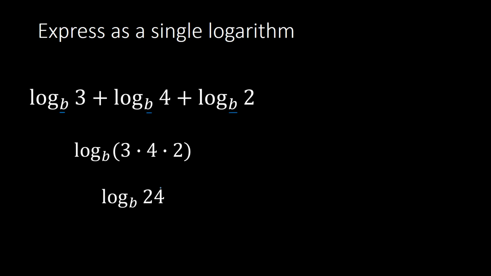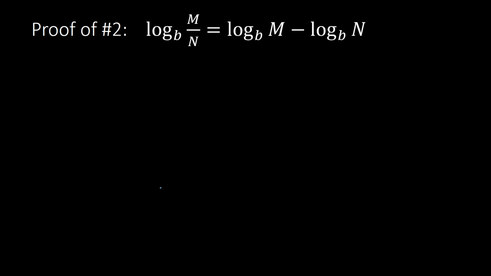So now we're going to look at the second law. Second law says that if you have a logarithm where you're dividing two numbers, so m divided by n, what I can do is I can separate it into two logarithms where I have log base b of m minus log base b of n. So it's really just like the first law, where the first law said if you multiply, you can add the logarithms together. And the second law says if you're dividing, you can subtract the two different logarithms. So very similar to the first law.